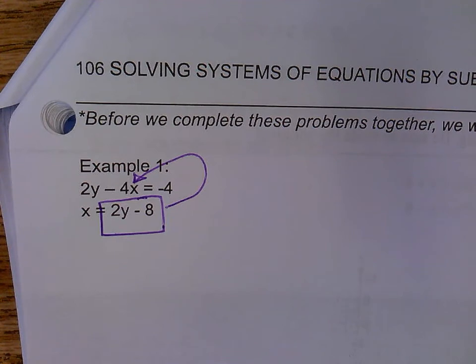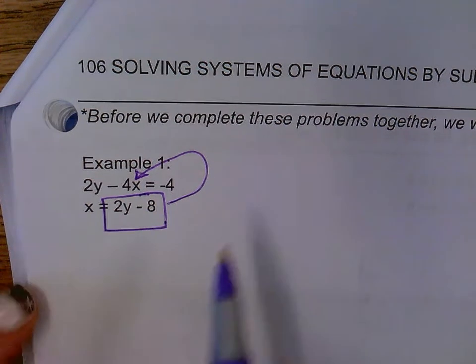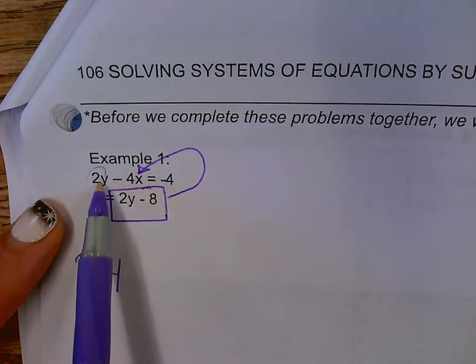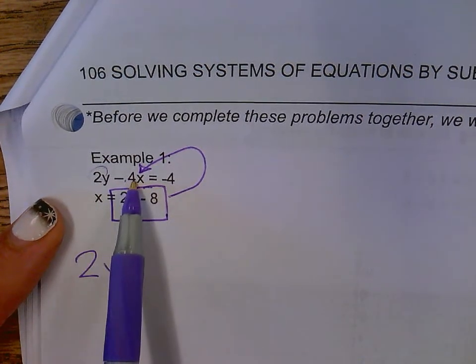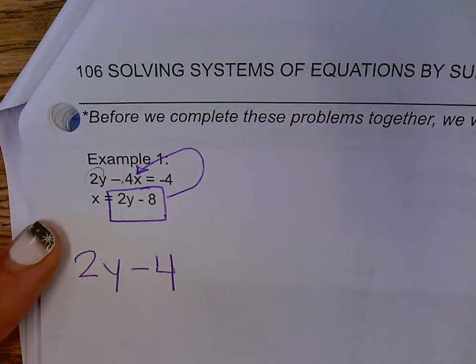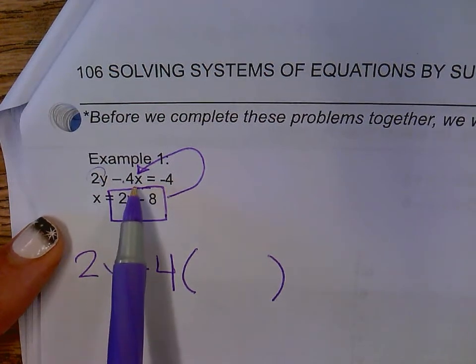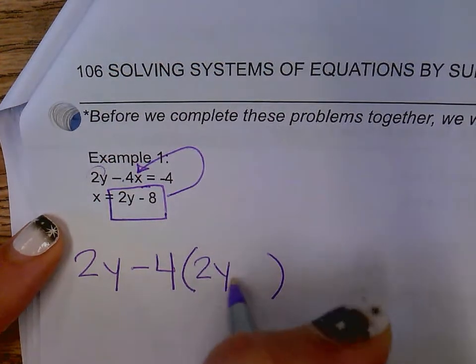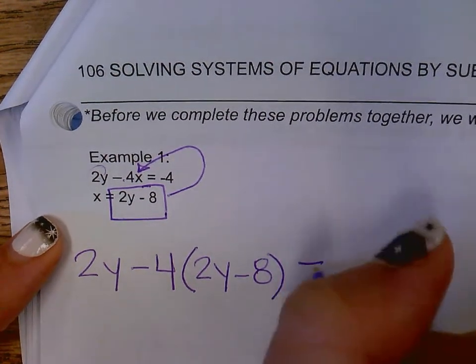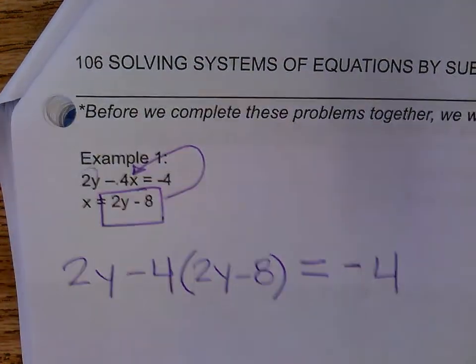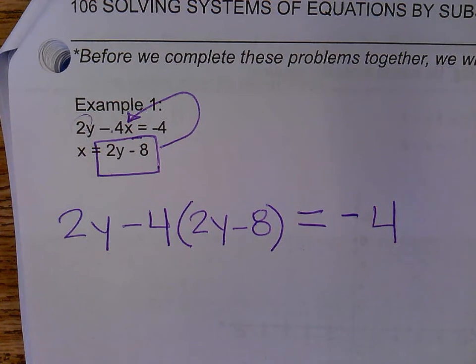Okay, I'll give you a couple minutes to try it. Let's rewrite the equation. The 2y stays the same from that top equation. Minus 4 is going to stay the same from the top equation. In place of the x, I'm going to write 2y minus 8. And then I'm going to finish that top equation with equals -4. And then I'm going to take it away. See if I can use the distributive property, combine like terms, and solve for y.